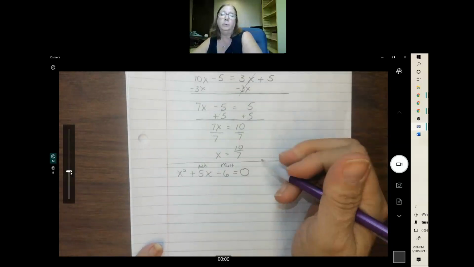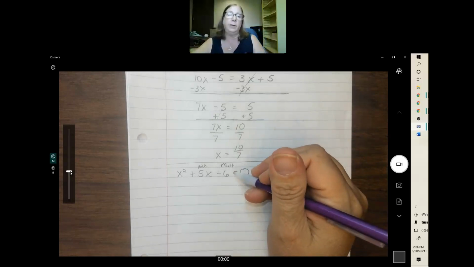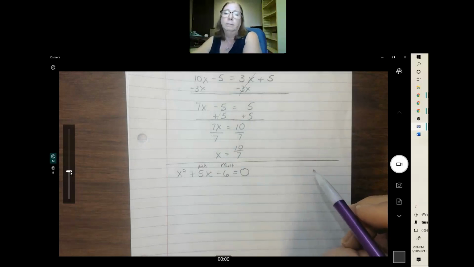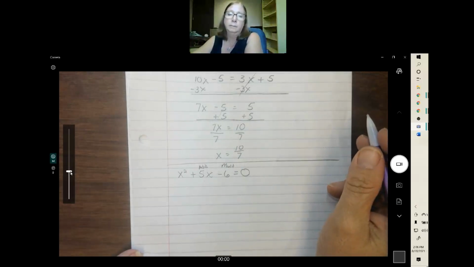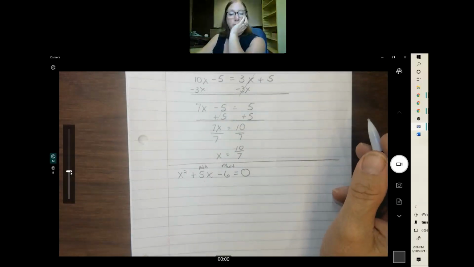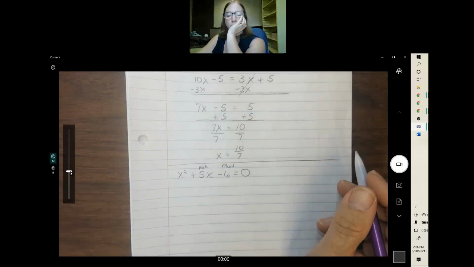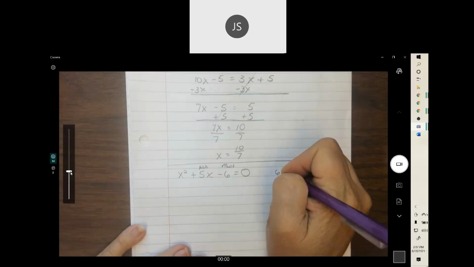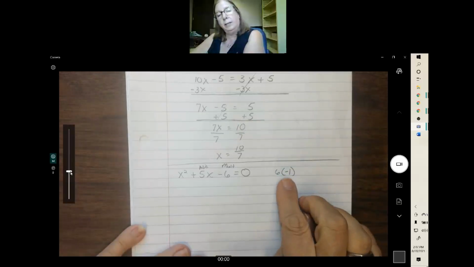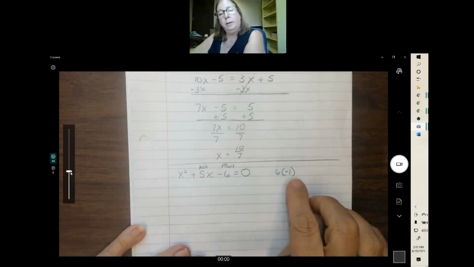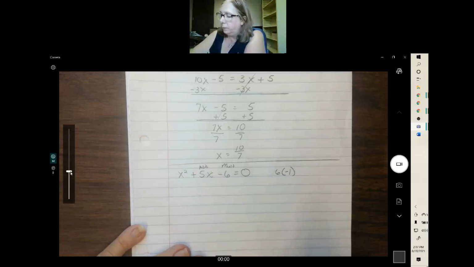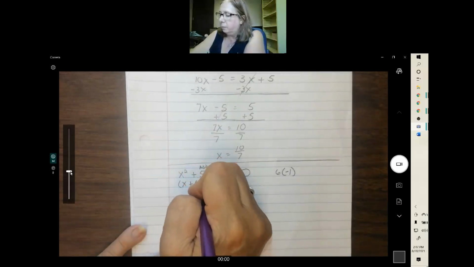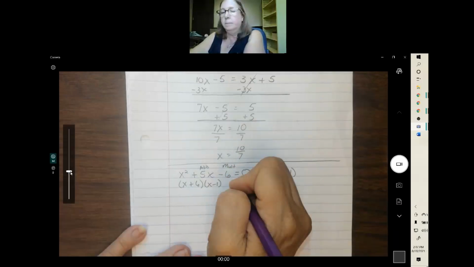So what two numbers when you multiply give you -6 that when you add give you a +5? Anyone? 6 and negative 1. There we go. When we multiply, we get the -6. When we add, we get a +5. So this will factor into x plus 6 and x minus 1.